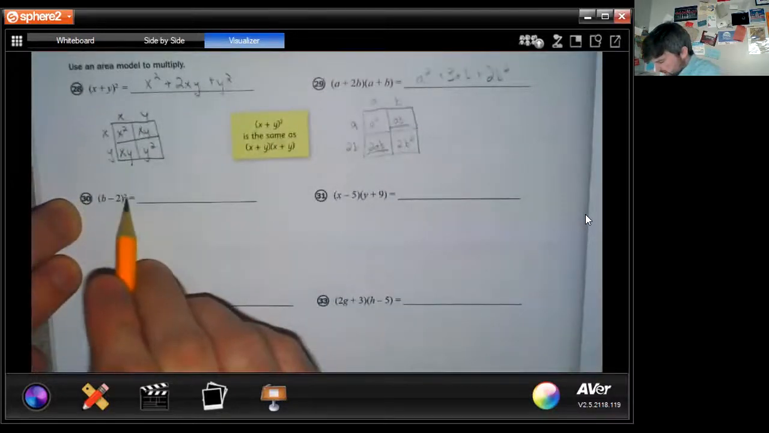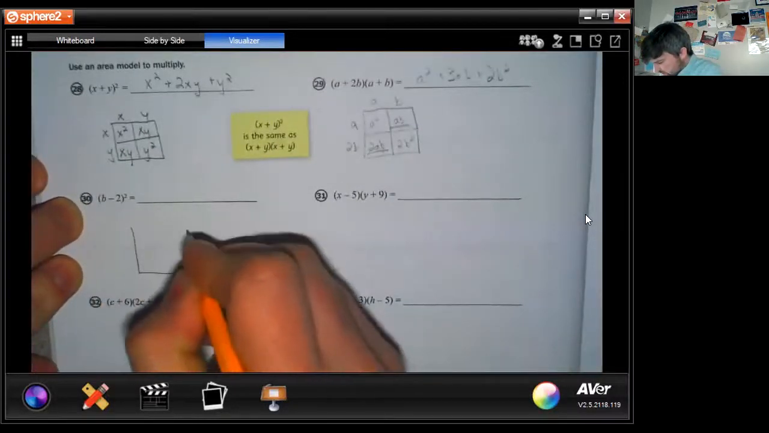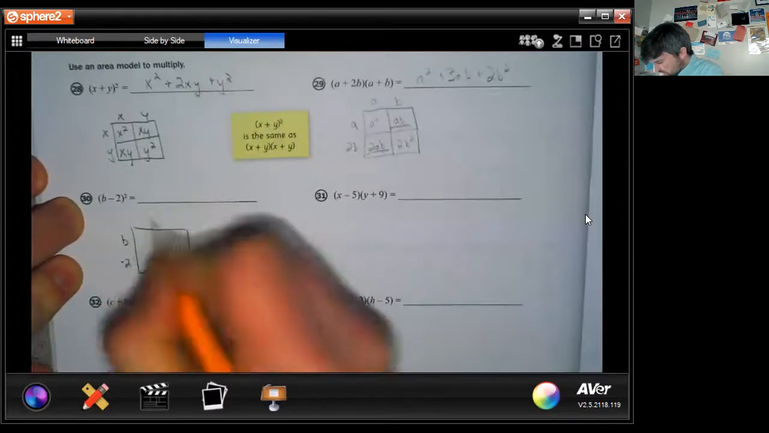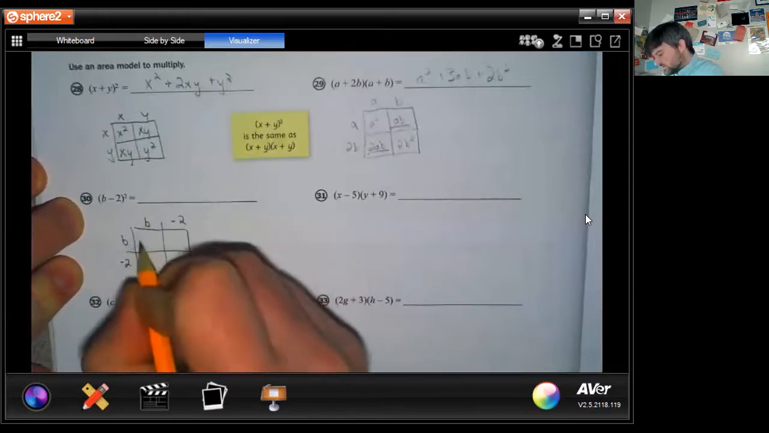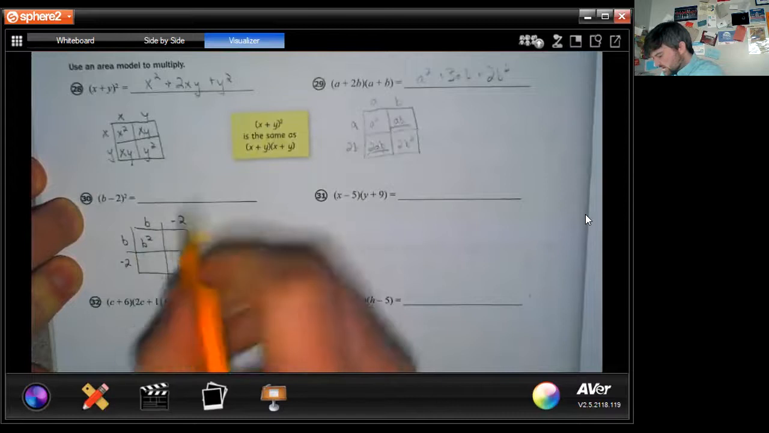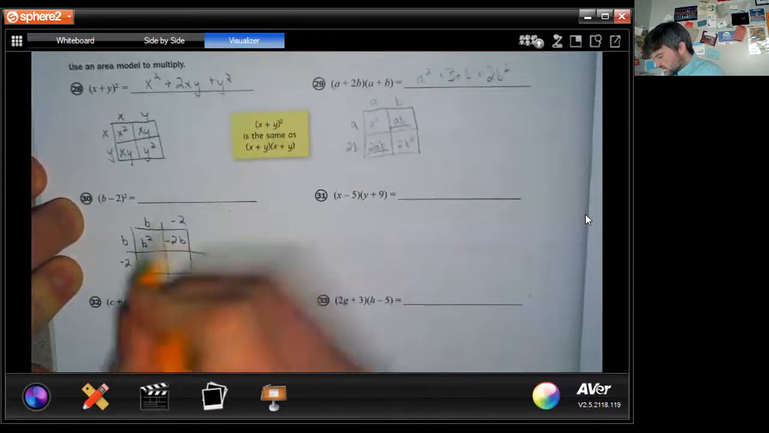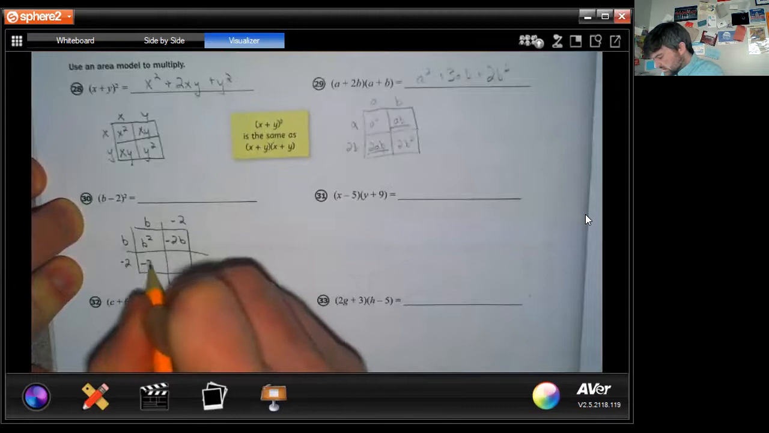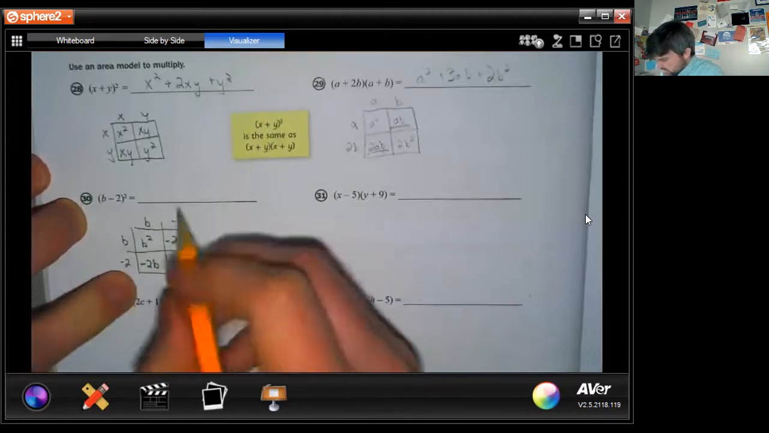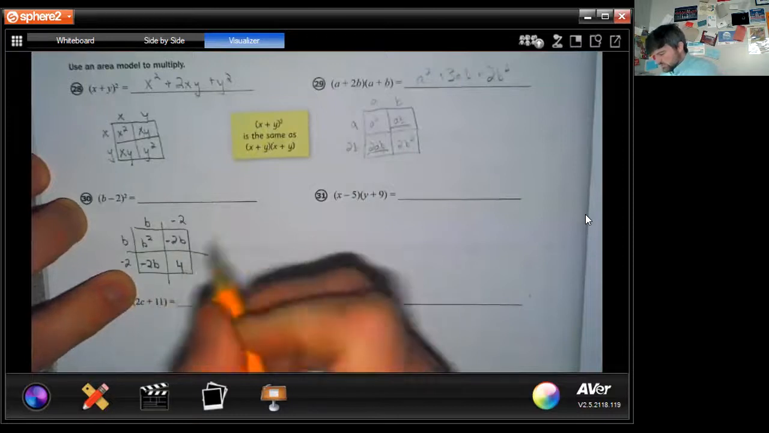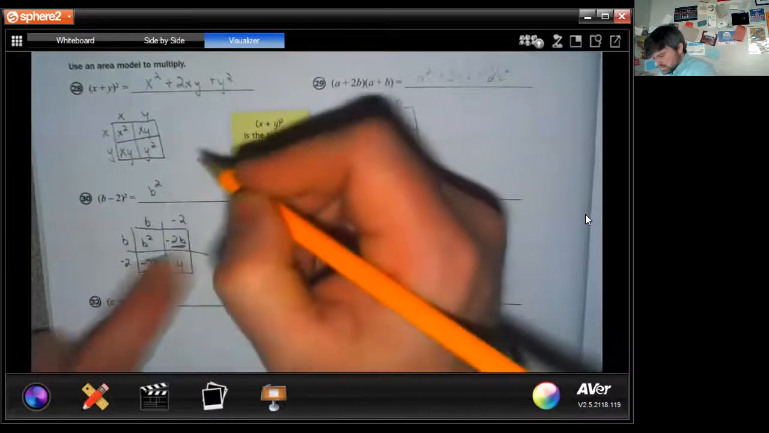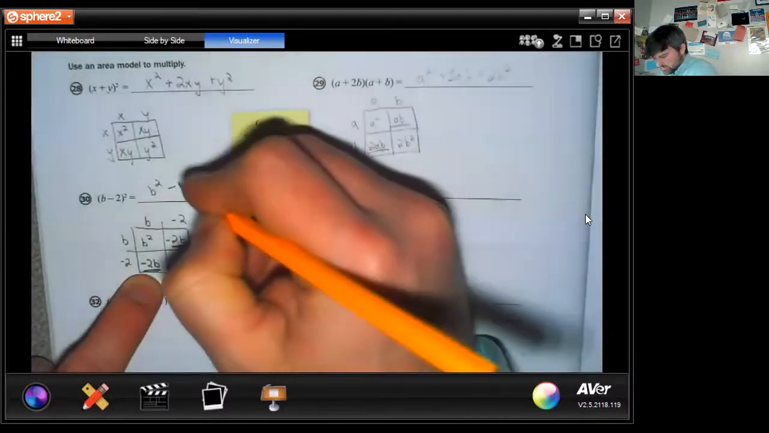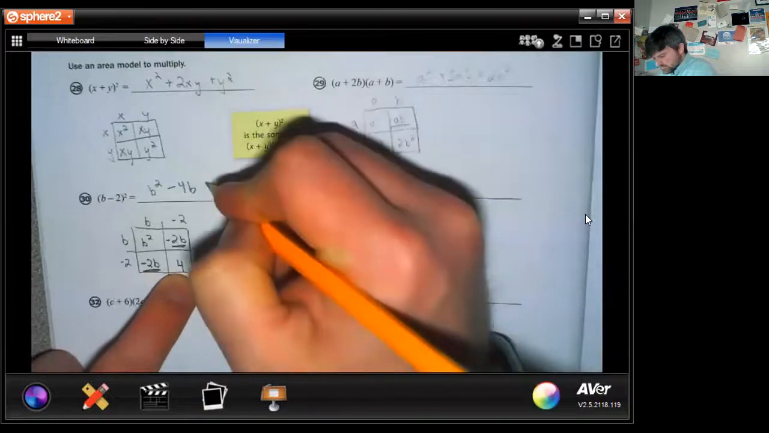Here again, we have a square. So that would be b minus 2 and b minus 2 there as well. So b times b is b squared. B times negative 2 is negative 2b. And we have b times negative 2 again, so negative 2b. And negative 2 times negative 2 would be a positive 4. So we have like terms. So that'd be b squared, and negative 2 plus negative 2 is negative 4b. And then plus 4.